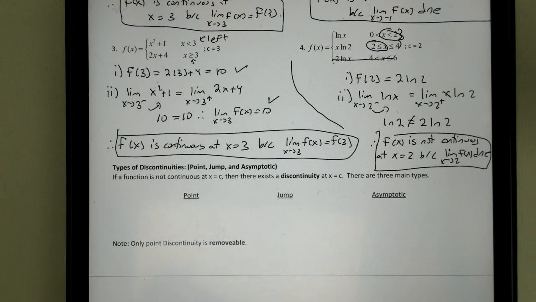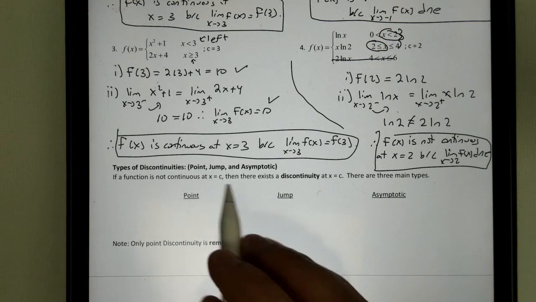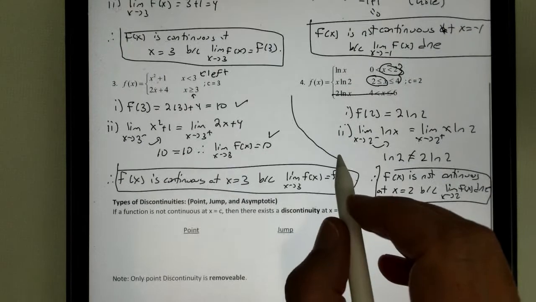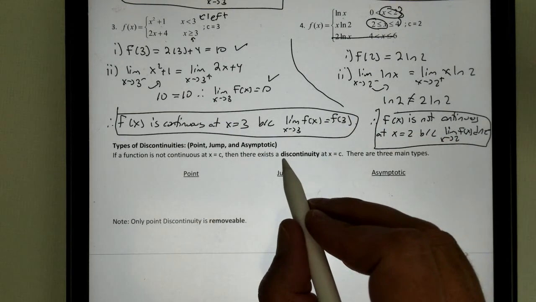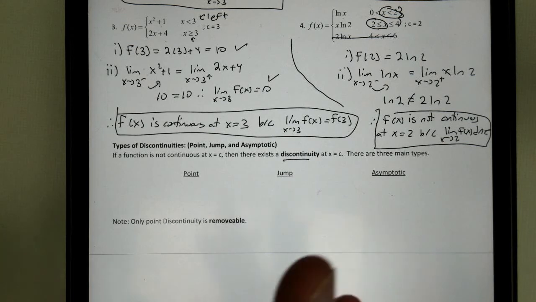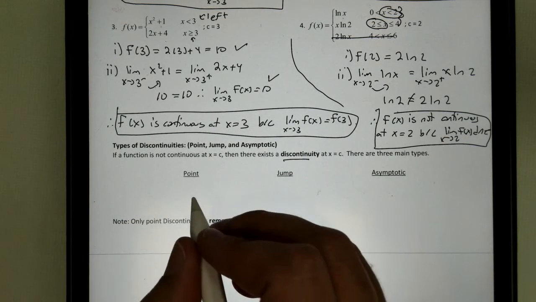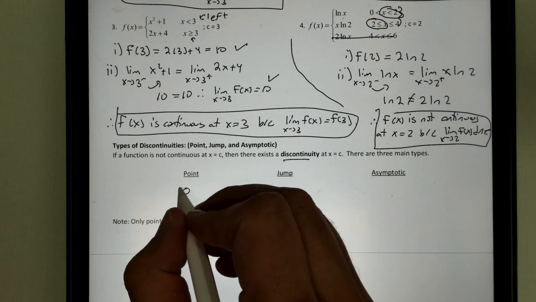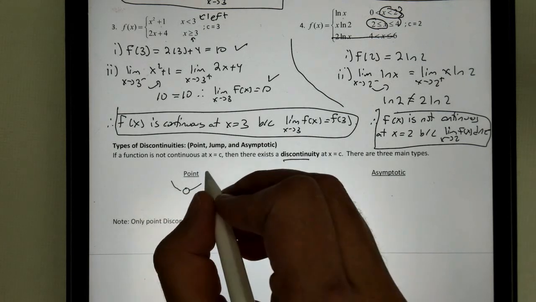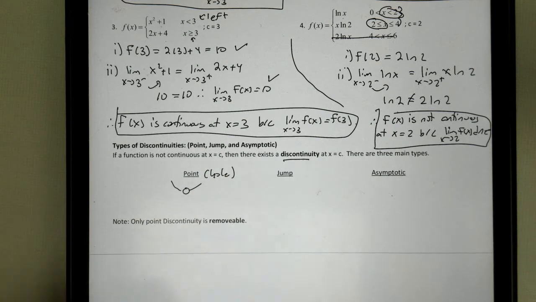And you might have talked about this last year in pre-cal. If a function is not continuous, then we say there exists what's called a discontinuity. And there are three main types. And there are other ones, but these are the three main ones. The first one is a point discontinuity. A point discontinuity talks about a hole. We used to call them a hole.